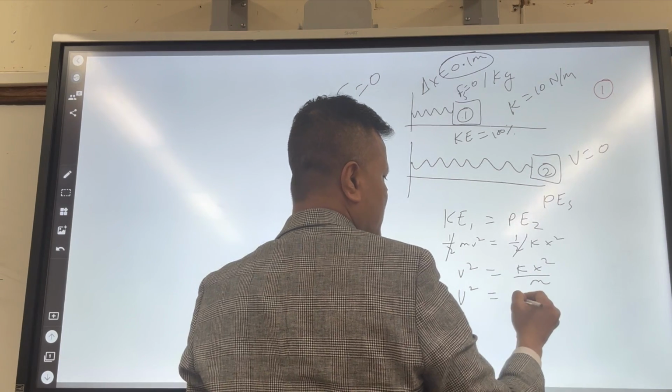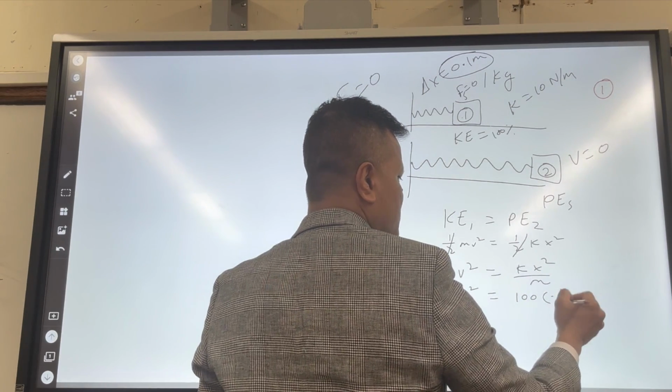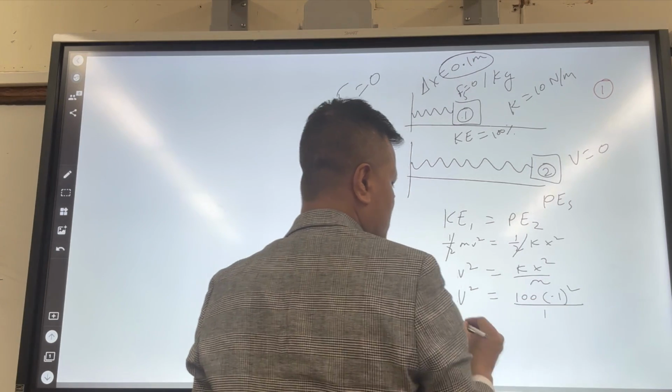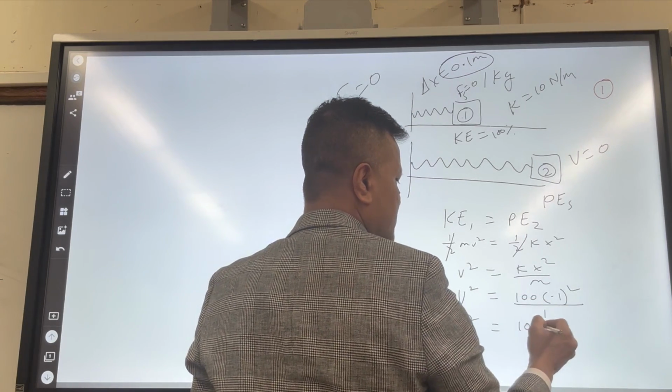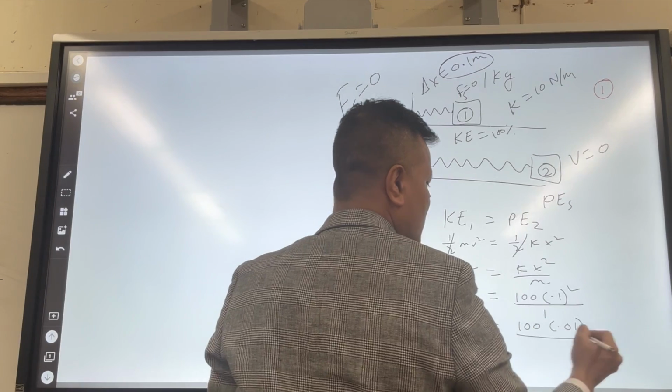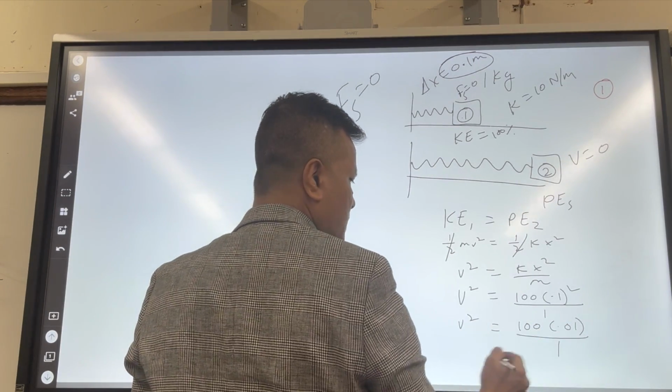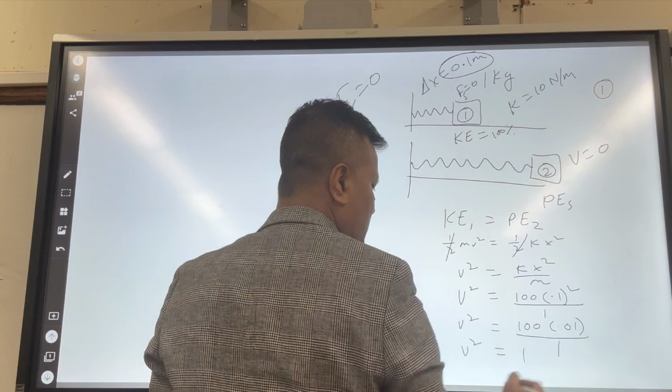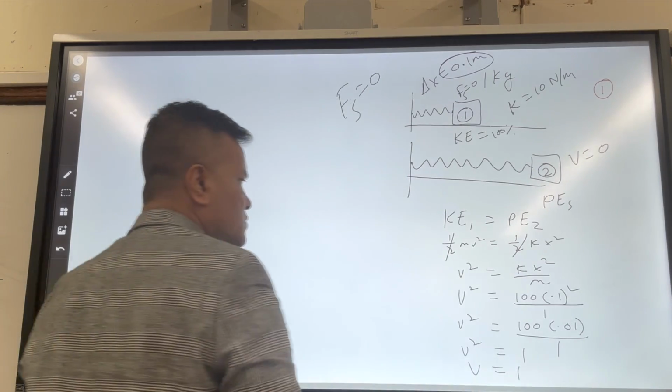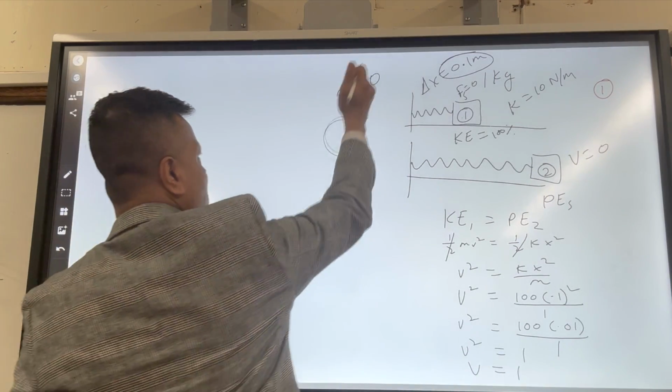So v squared is equal to k is 100, times 0.1 squared, over 1. So v squared is equal to 100 times 0.01 over 1, which is just 1. V squared is 1, so v is just 1. So this is problem number 1.